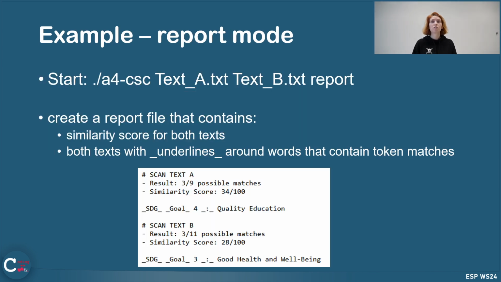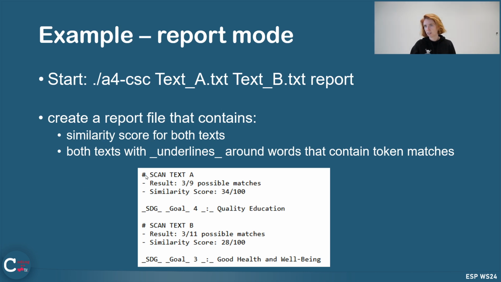And then there's the third mode, which is report mode. You start it once again with the 2 input files and then give it the program mode parameter report. And for this, you need to have implemented tokens mode and scan mode first, because inside the report, you will print results from both these modes. So you create a report file that contains, first of all, the similarity score for both texts.